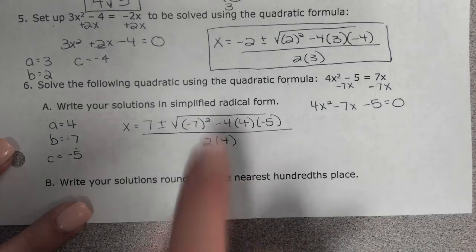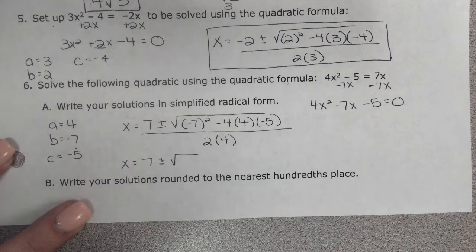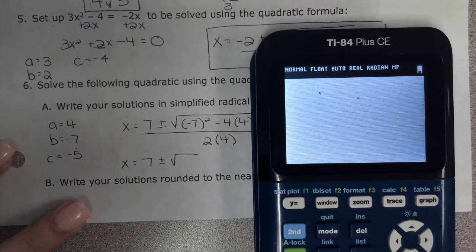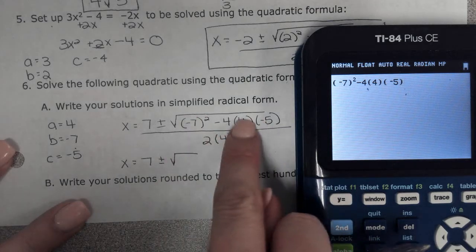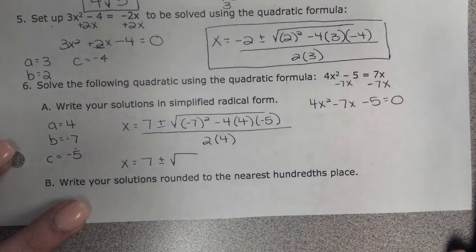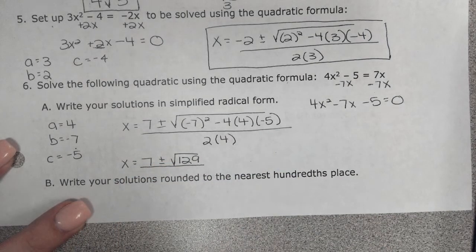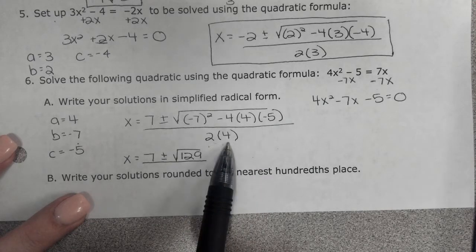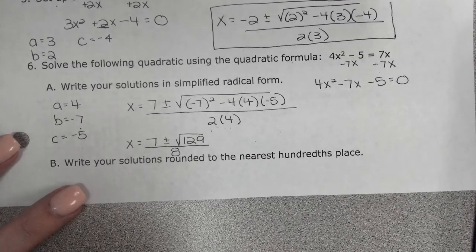Okay, so we're going to simplify what's underneath the radical. So x equals 7 plus or minus the square root. To find what's underneath the radical, we've got negative 7 squared minus 4 times negative 5. Just type in what's underneath the radical, not the square root sign. And it's 129 over, what's in the denominator? 2 times 4 is 8. And that is your simplified radical form.